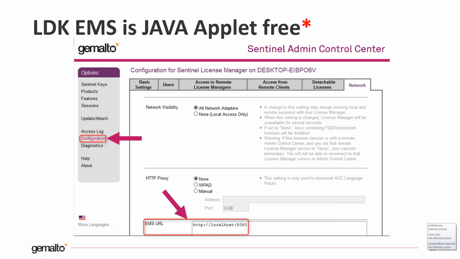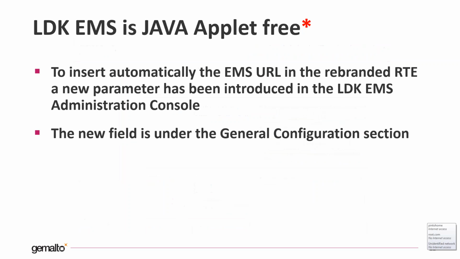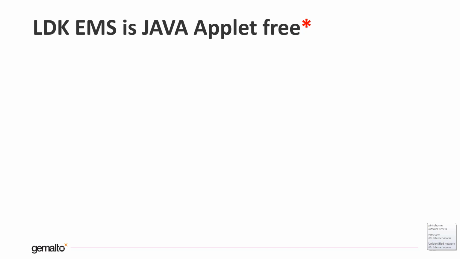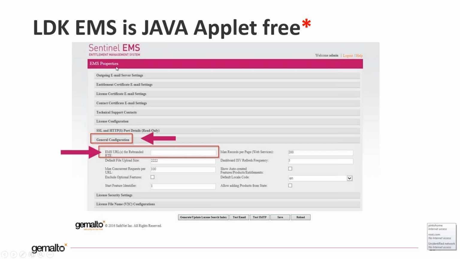Another thing that was added is that in the EMS configuration, you can rebrand your RTE. There was a new parameter introduced into the LDK EMS administration console where you have to specify the actual EMS URL if you want to rebrand your RTE. And this looks like this. This is the picture of the EMS console. You go to general configuration, and then you can see that the URL of the rebranded RTE should be specified here in the console.